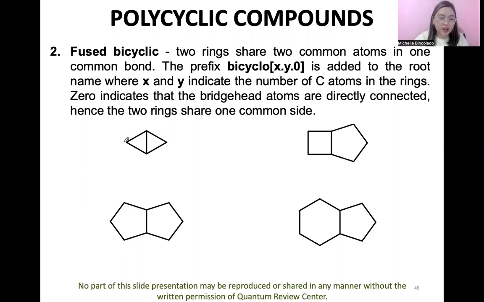Let's have the first one. So meron siya isang carbon dyan, isa dito. And then of course, .0 kasi they share 1 common bond or 1 common side. And total number of carbons naman na guys, 1, 2, 3, 4. So this is butane, diba? So this is bicyclo. Ang XY niya ay 1, 1, 0, butane.